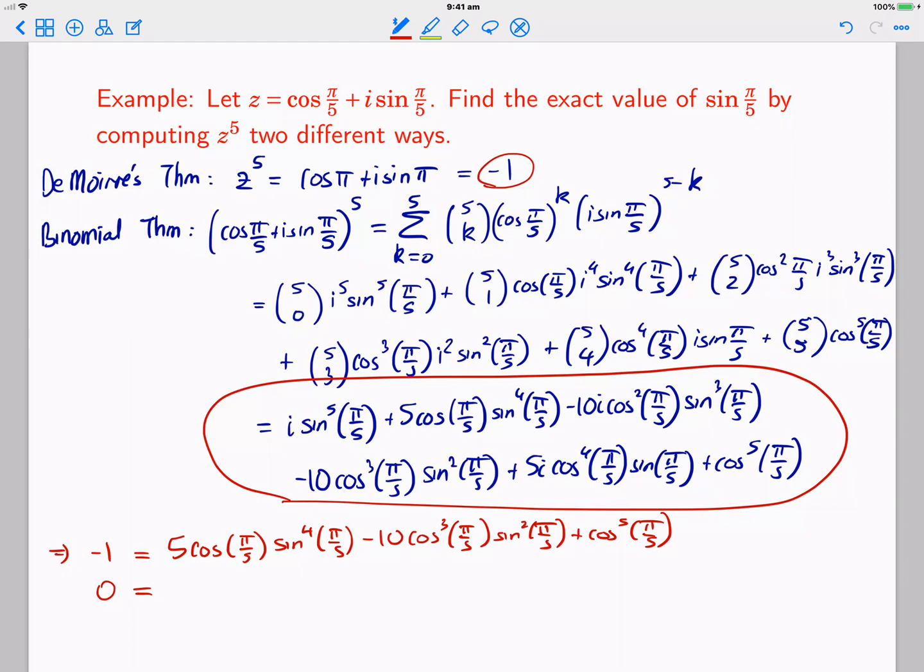we just look for all the terms that have an imaginary, or just the i term in it. So it's going to be sine to the 5 pi on 5 minus 10 cos squared pi on 5 sine cubed pi on 5 plus 5 cos to the 4 pi on 5 sine pi on 5.